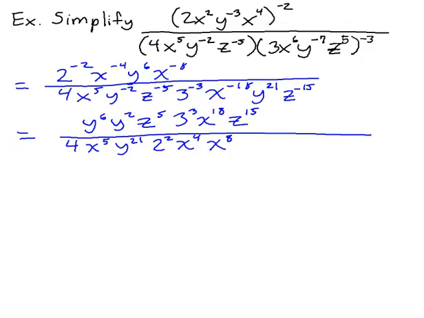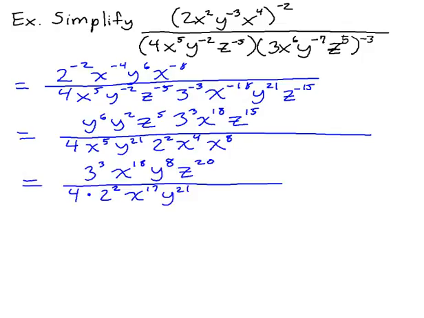Now the next thing to do is combine the exponentials in the numerator together and combine those in the denominator together. And remember, when you do so, if they have the same base, you add their exponents. So on the top we end up with a 3 cubed, and then the x to the 18th, and then combining the y to the 6th and the y to the 2nd, we end up with the y to the 8th. And then the z to the 5th and the z to the 15th, we get z to the 20th.